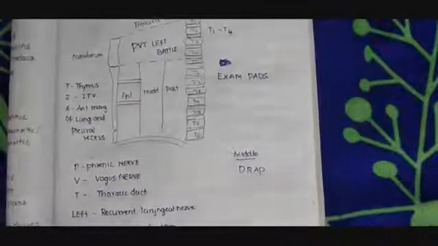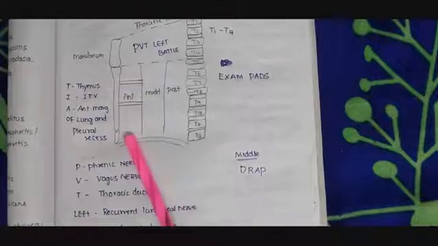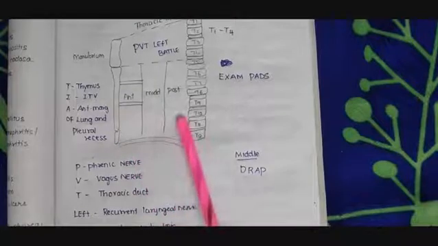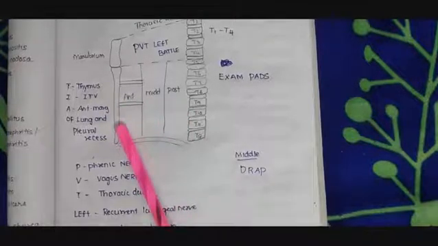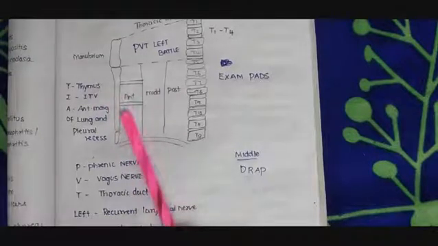Now let us discuss the inferior mediastinum in detail. I said that this inferior mediastinum is in turn divided into the anterior one, the middle one and the posterior one. Now let us discuss the boundaries and the content of the anterior mediastinum in detail.